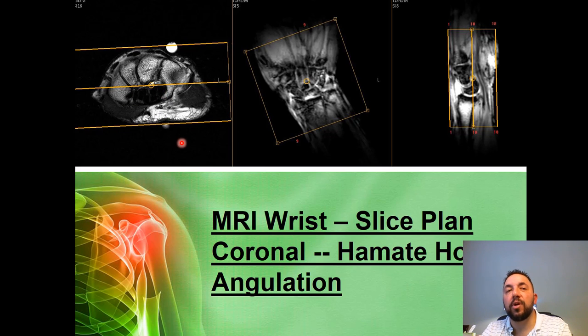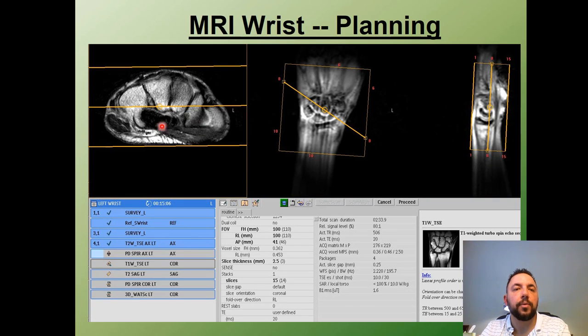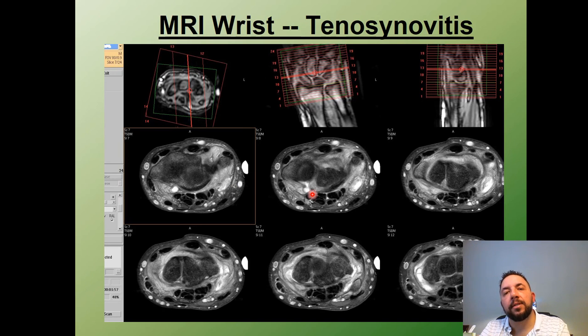Those are the bony structures that we have to use for every single wrist MR we're going to acquire to give us consistency throughout all imaging. So again, hook to hook in MRI wrist planning.